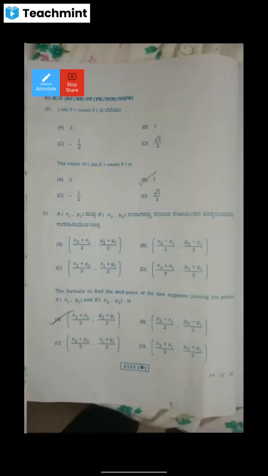24th question. Mean of the following scores is. Mean means we have to add all the four numbers and divide by 4. So 1 plus 3 is 4, 4 plus 5 is 9, 9 plus 7 is 16, 16 divided by 4, 4 fours are 16. So mean is 4. Option D is the right answer. Okay, so 25th question.